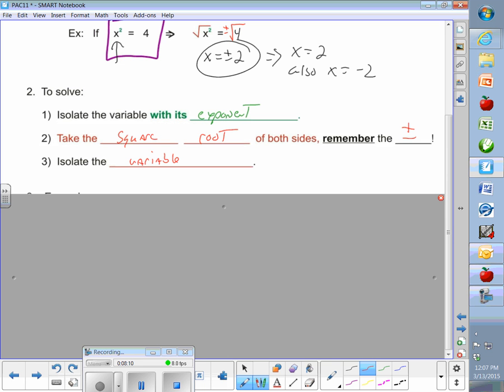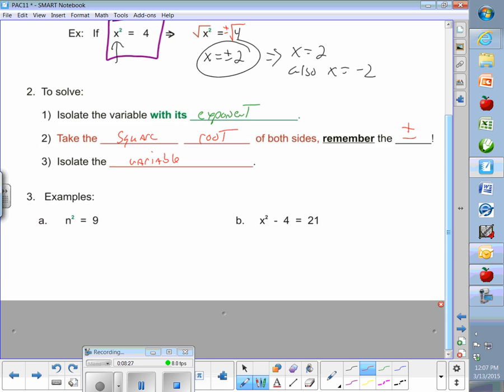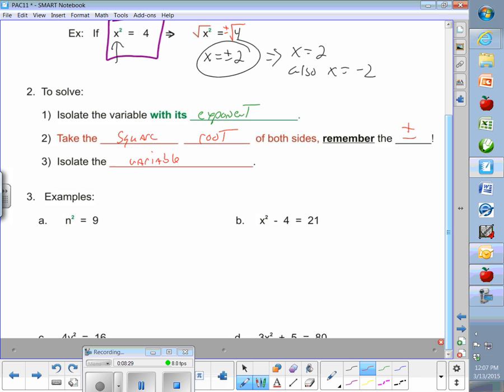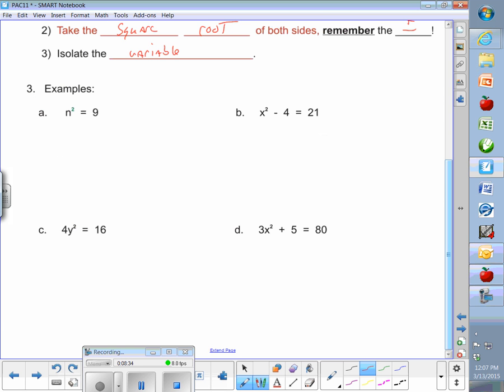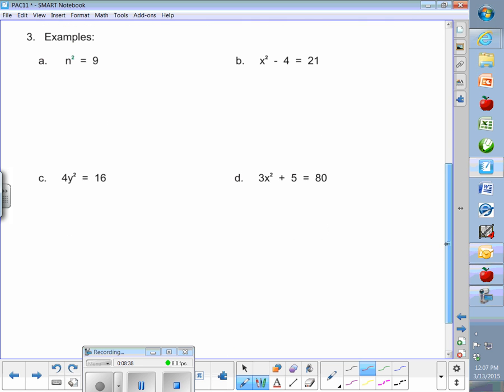Things added to the variable will move by adding their opposite to both sides, and things multiplied times the variable will move by multiplying both sides by the reciprocal, and sometimes take the shortcut by dividing, right? Piece of cake, because math's nice and orderly. All right, so let's do some problems. Here I've got A and B there for you. So let's take a look at A.